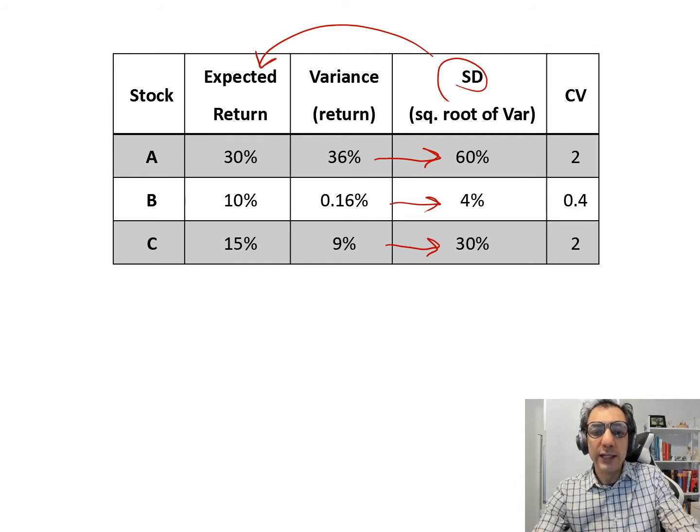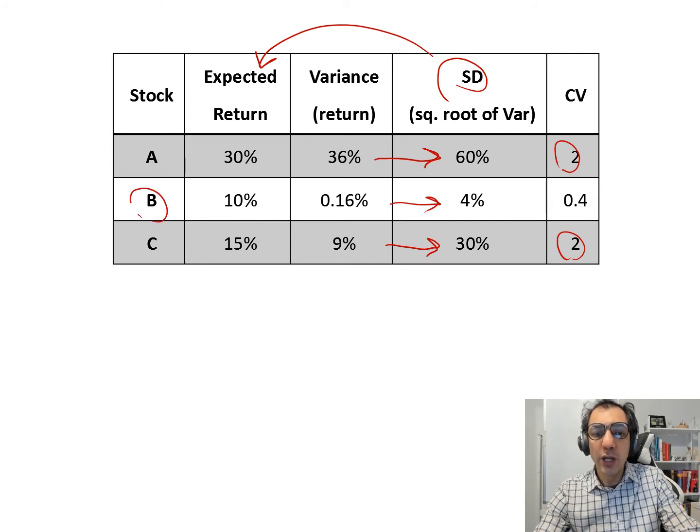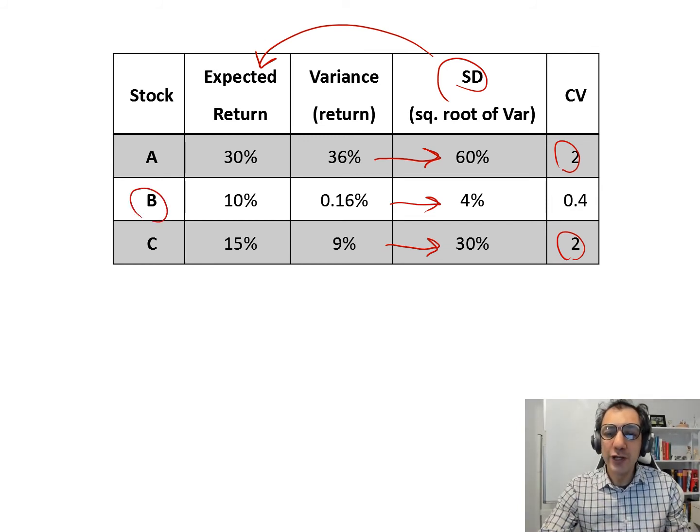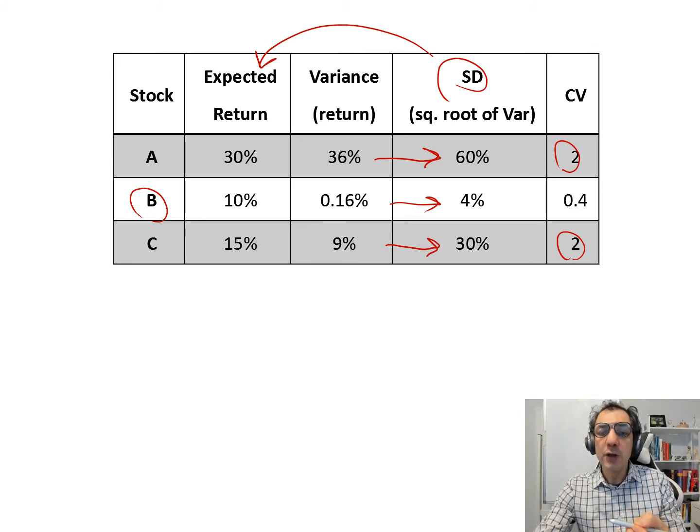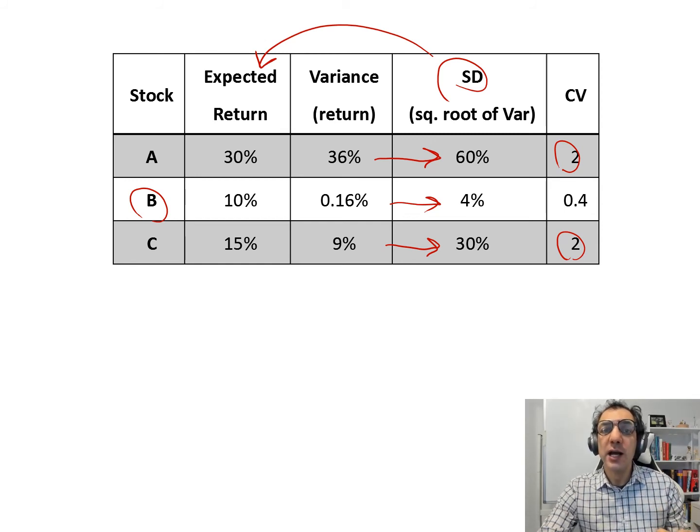If you look at the CVs, you see that A and C actually have the same CV. However, B is showing the lowest CV amongst these three investments. So what does it mean? It means for stock B, for each unit of return, I'm just taking 0.4 unit of risk. So I should take stock B and invest in that, because it gives me the highest return for the given risk, or the lowest risk for the given return. So the answer should be just stock B.